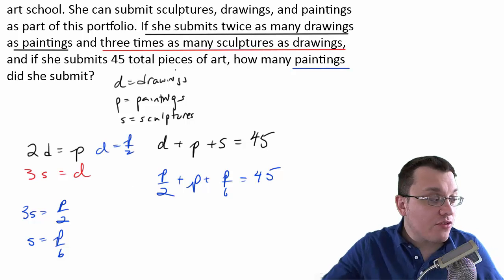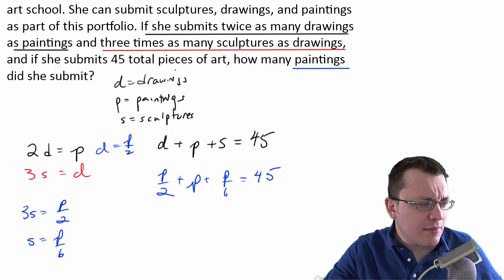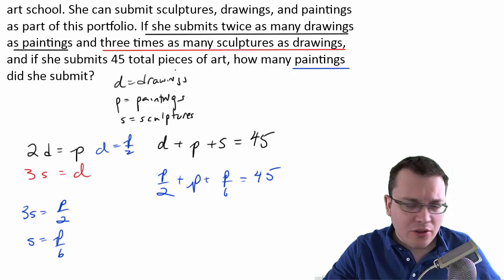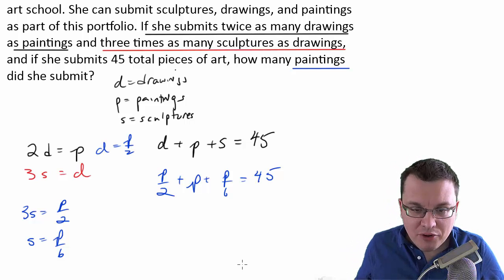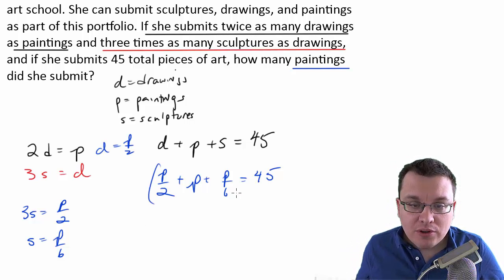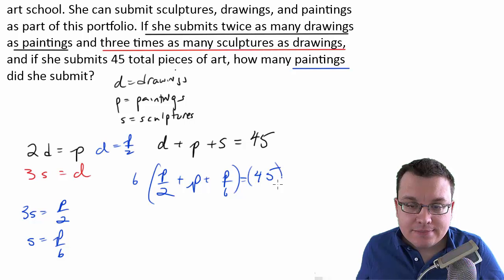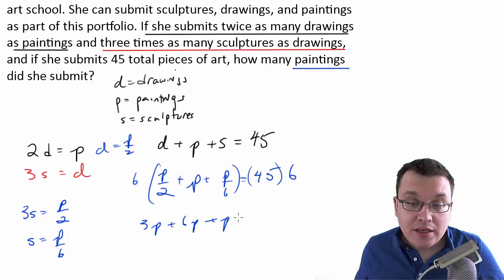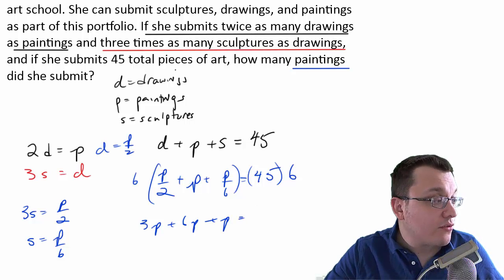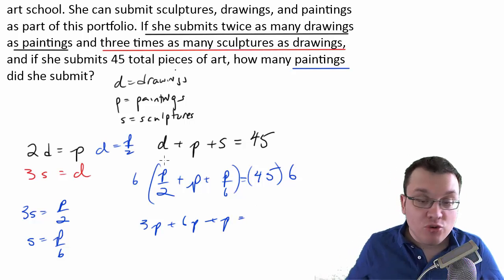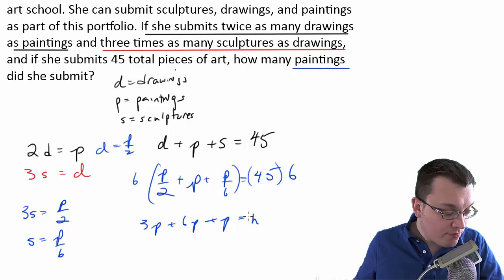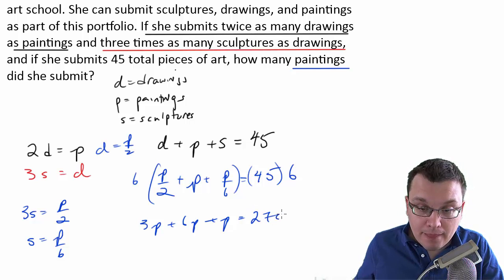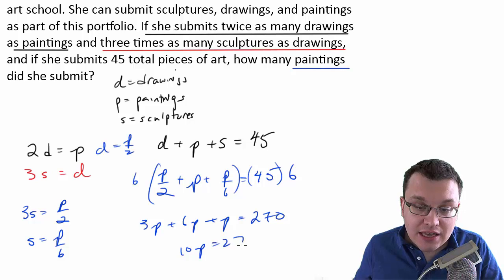Let me multiply both sides of this equation by 6. So multiply both sides of this by 6, and 3P plus 6P plus P equals 45 times 6, 270. So I got 10P is 270, or P is 27.